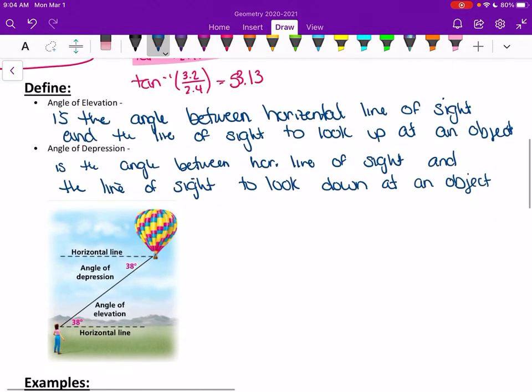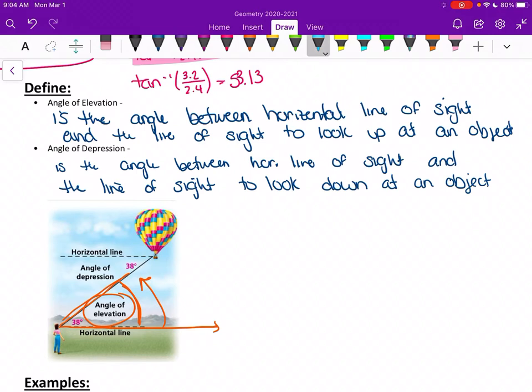Okay, so here you can see that we have a person standing on the ground. And if that person is to look up at the hot air balloon, here's their horizontal line of sight. And when they look up at the hot air balloon, that is my angle of elevation. Okay, so the angle of elevation goes between those two.